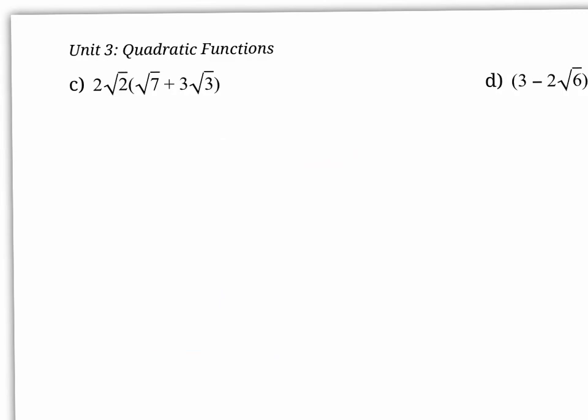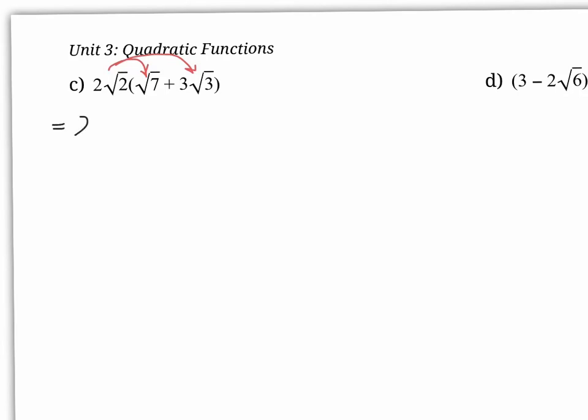Now let's try an example that looks like this. So now we've got some addition in here. So this is 2 root 2 times all of this. So we've got to times this 2 root 2 times the root of 7, and then we've got to times this 2 root 2 times 3 root 3. So we have to expand this. We've got to multiply this 2 root 2 times everything in this bracket. And there's two different terms in this bracket.